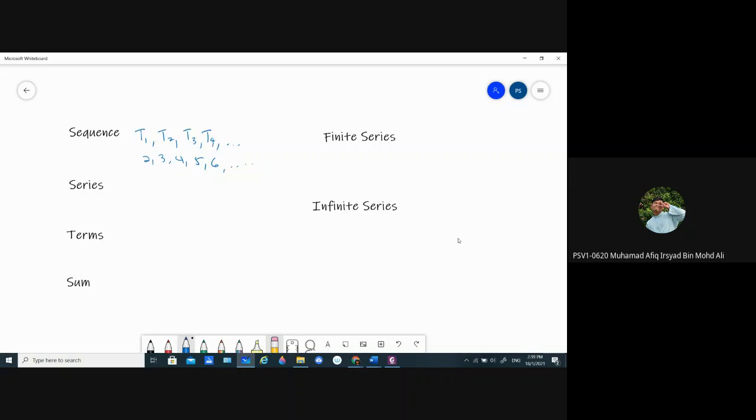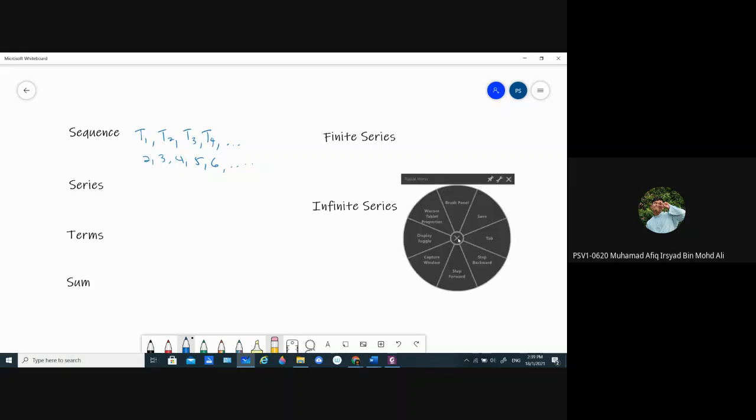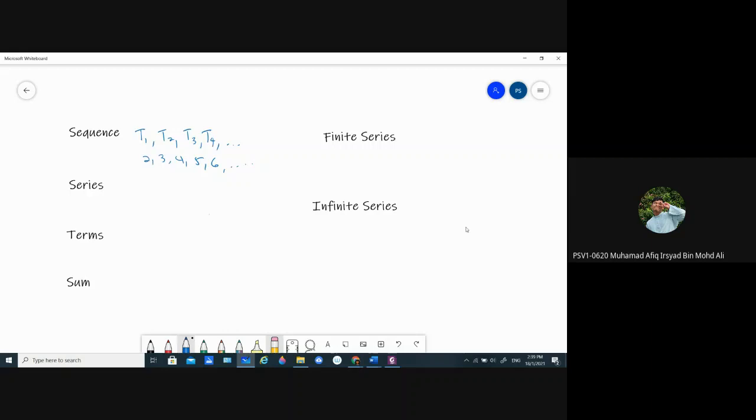A series: sometimes people use sequence and series interchangeably. Actually, they mean 2 different things. A series is the sum of the terms of a sequence. So a series will be T1 plus T2 plus T3 plus T4 and so on. When you have an addition symbol here, it becomes a series. So a series for the sequence above will look like this: 2 plus 3 plus 4 plus 5 plus 6 and so on. That is the difference between a sequence and a series.